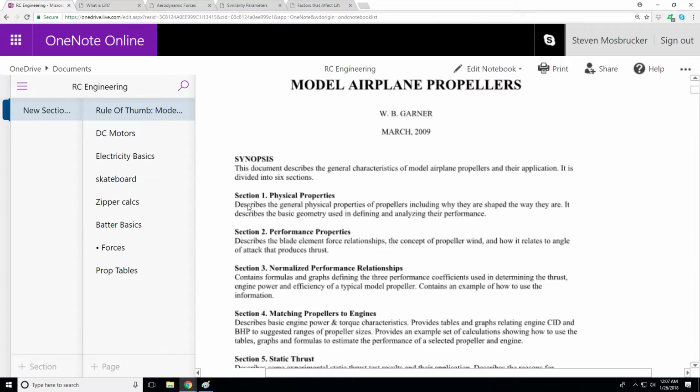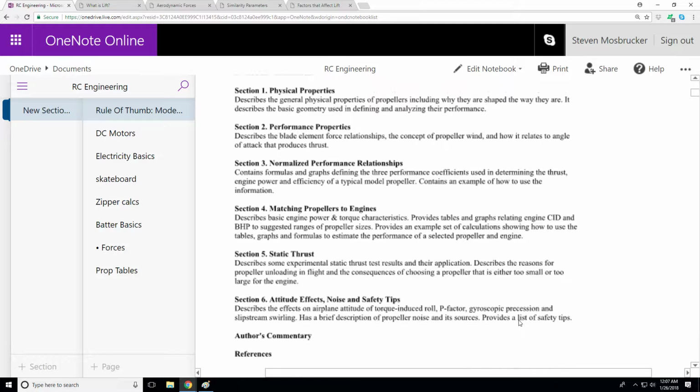Section 1 is just talking about what a propeller is and why it's shaped how it is, which we're going to go over. Section 2 is talking about elements of force relationships, the concept of propeller wind, and how it relates to angle of attack that produces thrust. Section 3 is basically some equations and graphs that we could use to match our propellers to our planes as far as how fast we want to go, what kind of motors we have, how to get maximum efficiency, what type of thrust we are going to get, how much power we need, etc. Actually, during flight. So this is where we could apply a lot of rule of thumb knowledge.